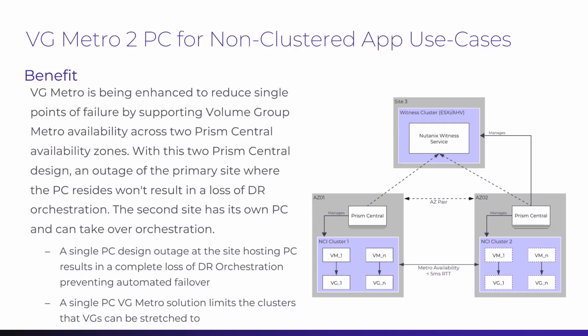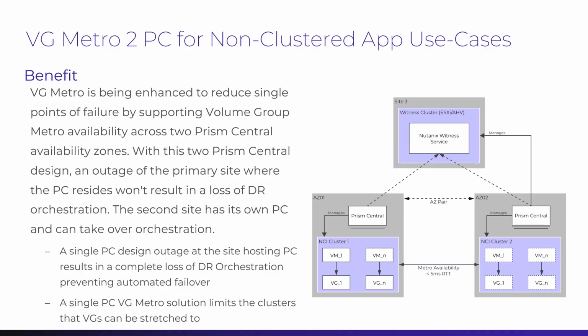In previous Nutanix releases, VG Metro SyncRep was only supported in environments where both the primary and the recovery clusters were managed by a single PC. This limitation restricted customers from deploying VG Metro SyncRep in a multi-PC environment, which are common in large-scale or geographically distributed deployments. As a result, customers with separate PCs managing their primary and secondary sites were unable to leverage SyncRep for VGs, particularly impacting use cases requiring active-active and active-passive SyncRep configurations with two PCs.